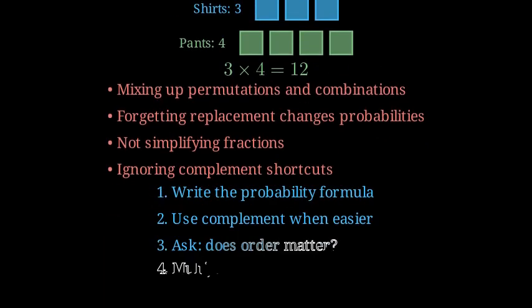Part 9. SAT speed strategies. 1. Write the probability formula. 2. Use complement when it is easier. 3. Ask, does order matter? 4. Use multiplication for multi-step counts.